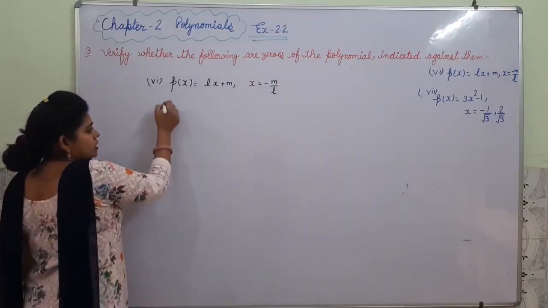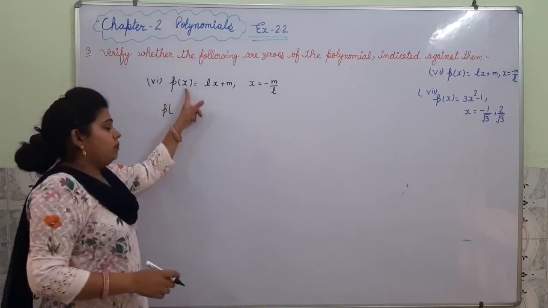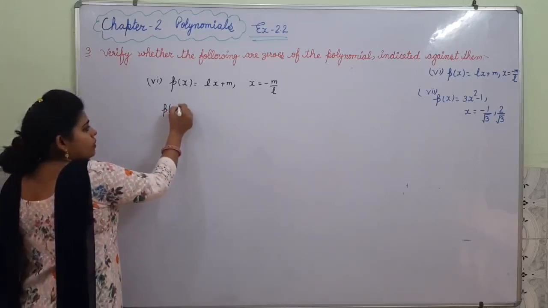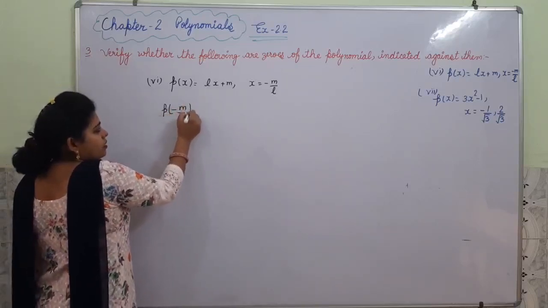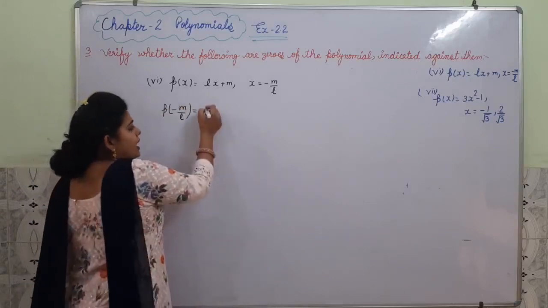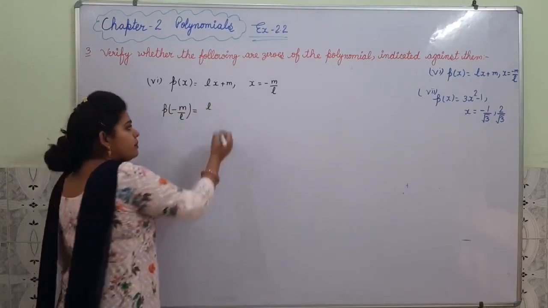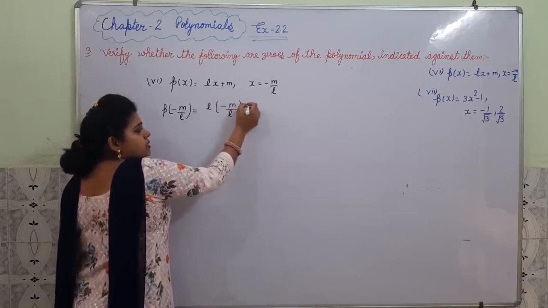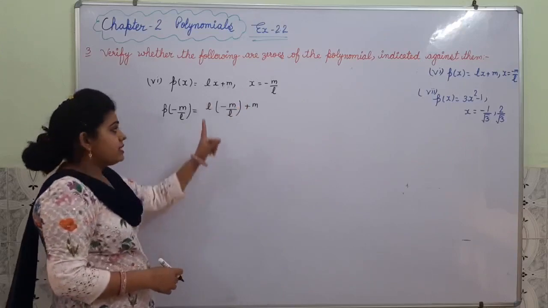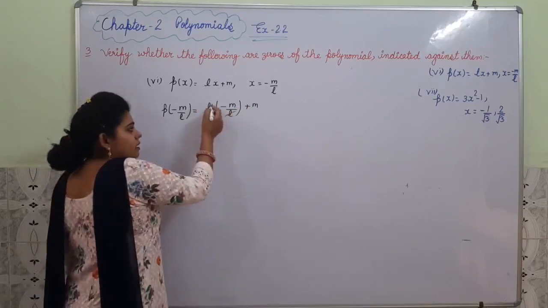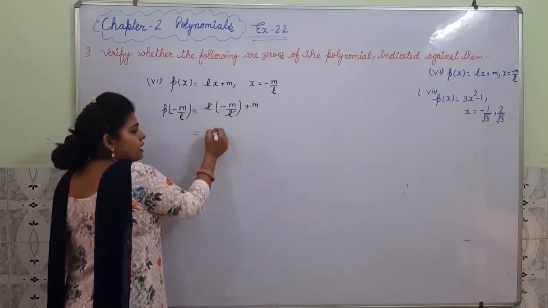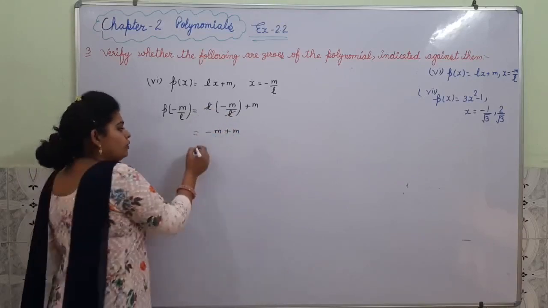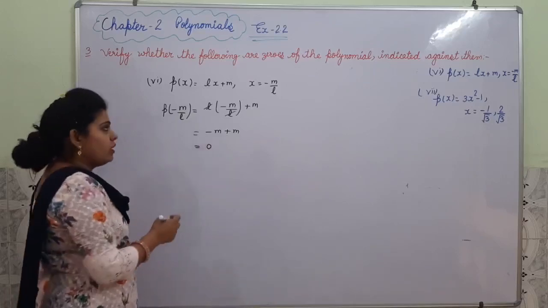Now what we will write? P of, in the place of x we will write minus m by l. So P of minus m by l is equal to l into, what is the value of x? Minus m by l, plus m. Yes, l will cancel l. What will be left from here? Minus m plus m. And when we solve it, what we will get? 0.